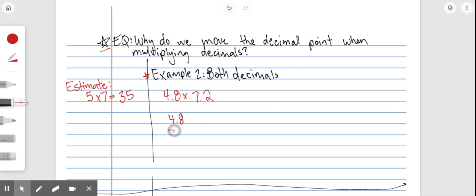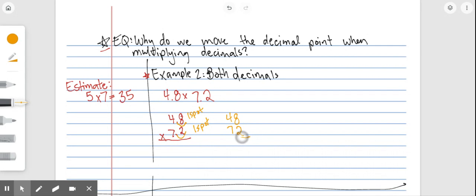Okay, so the first thing I'm going to do is set it up. 4 and 8 tenths times 7 and 2 tenths. But I remember, like yesterday, that I don't know how to multiply just decimals. Like, it doesn't make sense to me. So I do know how to multiply whole numbers. So I'm going to make 48 a whole number. So I move the decimal one spot. Okay, and now I've got 48 as a whole number. But 7 and 2 tenths still has a decimal in it, and I want both of them to be whole numbers. So I move this a second spot. So here's one more spot, which makes 72.